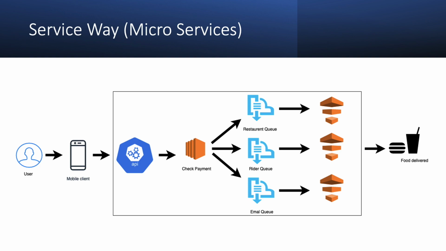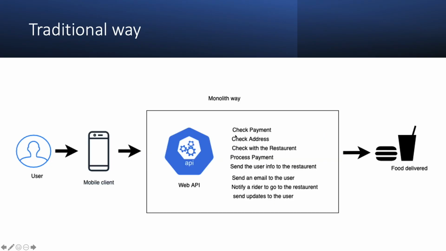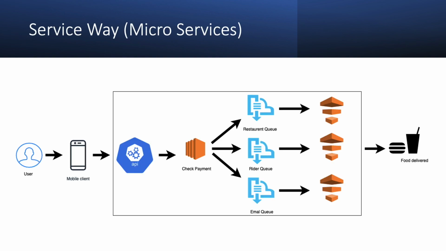So what is a service-based application? As we can see here, the application divides the work that needs to be done among different services. Previously we had one application that was doing all of the checking of the system, checking of the address, checking of the restaurant, doing it in a specific order.